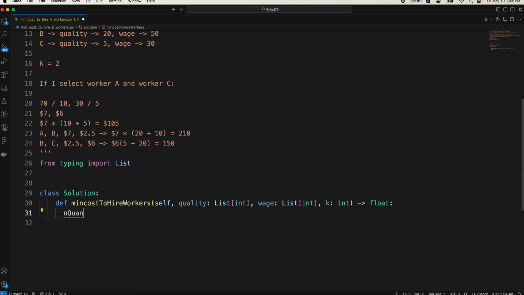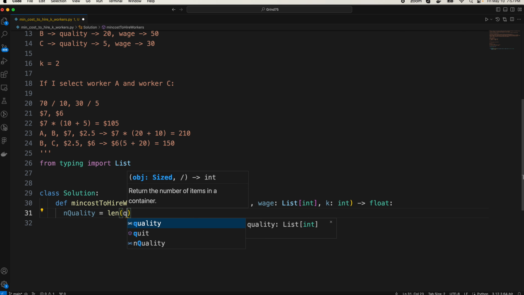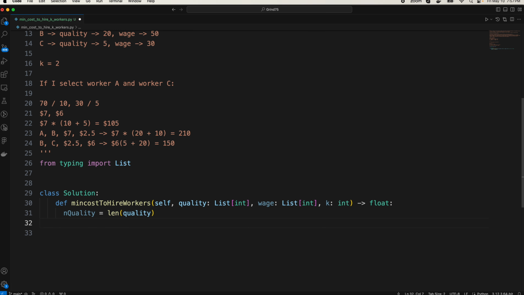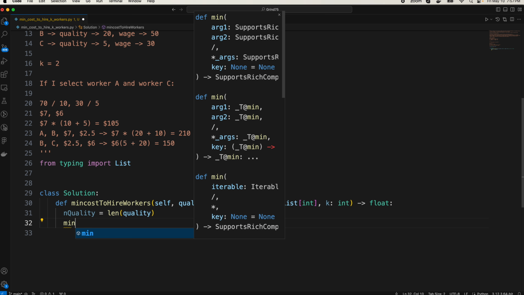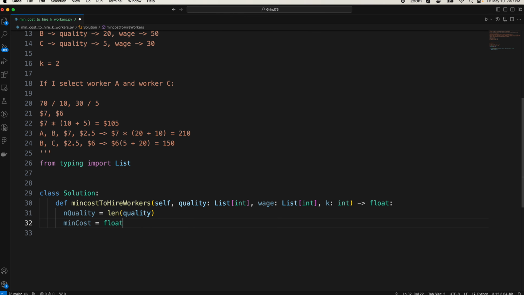Length of quantity, n equal to length of quality, and then we also track minimum cost, which will be float infinity at the beginning, and then quality till now, let's initialize it to 0 at the beginning, and then we also maintain the wage quality ratio.